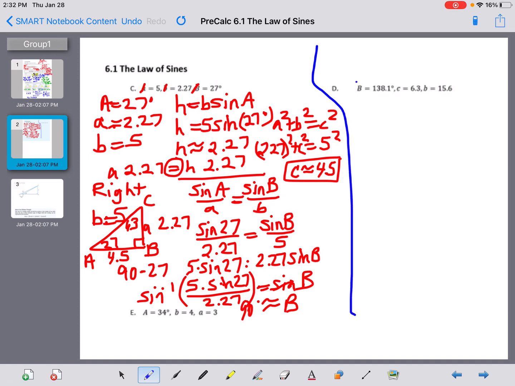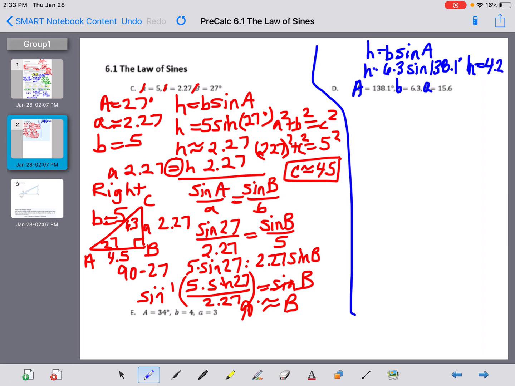Once again, I'm going to call this A, and I'm going to call this B, so that we match our rule. All right, so I'm going to come up here and figure out my height. H equals B sine A, right? So B is going to be 6.3 times the sine of my angle, which is 138.1. There's an obtuse angle, so no, I'm not going to get a right triangle, right? 6.3 sine of 138.1, and I get 4.2. So H here is 4.2.